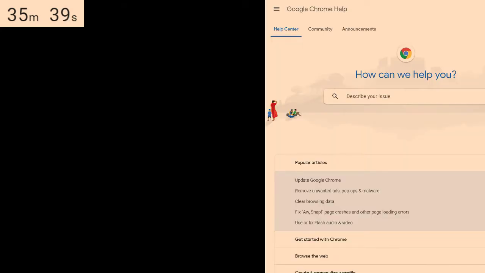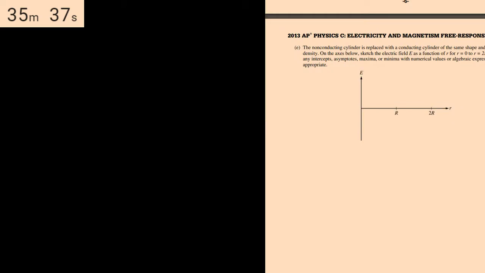And let's go down. The non-conducting cylinder is replaced with a conducting cylinder of the same shape, and the same linear charge density. So now we're asked, oh my goodness, something happened. So now we are being asked to do this new graph. So let's pull up that nice graph color, try to make it straighter this time to some avail.